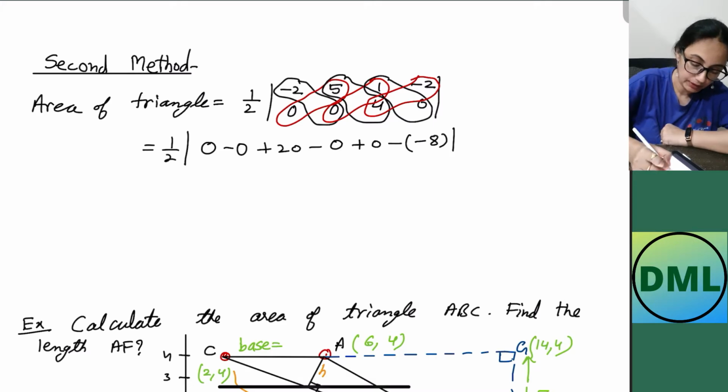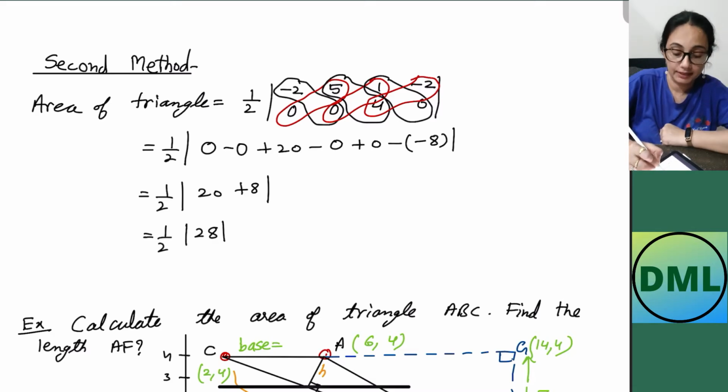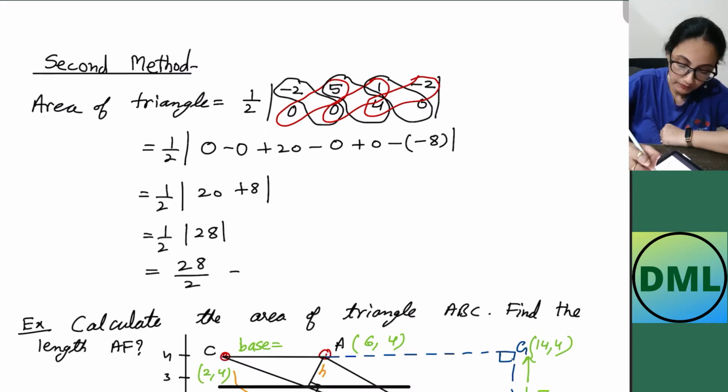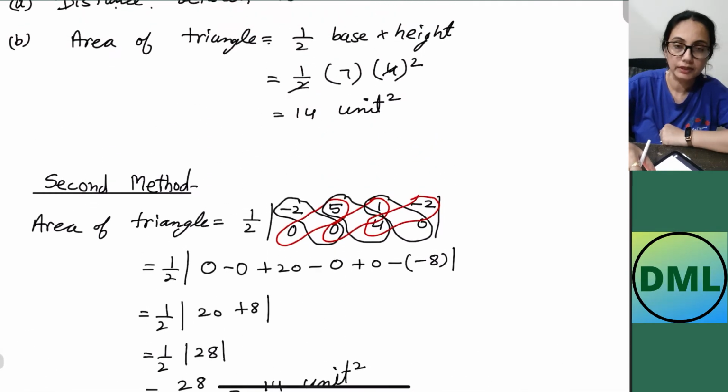Put the mod again. That equals half mod of 20. Negative negative is positive 8. Put the mod back again. That equals half mod 28. Because my area is positive here, I don't have to do anything. So that equals 28 by 2, which equals 14 units square. I got the same answer as I got earlier.